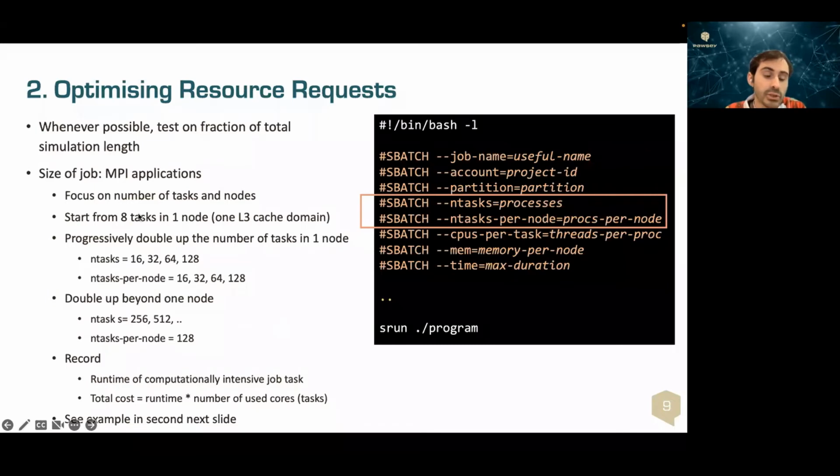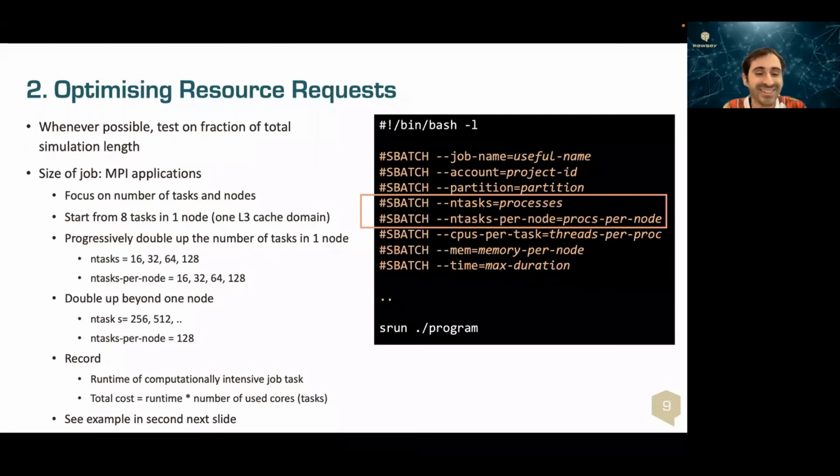So you do one run with 8 tasks, and then you progressively double up the number of tasks in one node. So 16, 32, 64, 128. Eventually, you can keep doubling up the number of nodes, keeping the tasks per node at 128 and keep on growing the number of tasks.